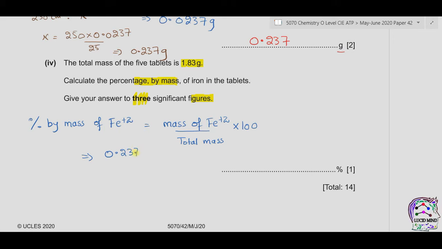Now we can put the values. 0.237 grams divided by the total mass, which is 1.83 grams, times 100. Percentage by mass comes equal to 12.95%. Now we can write the answer to 3 significant figures, which is 12.9.